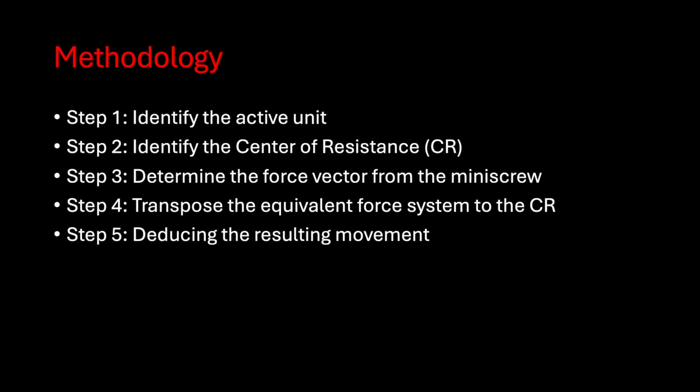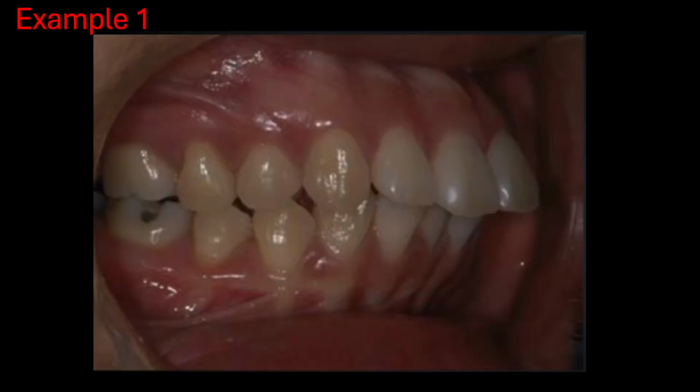The first, identify the active unit. Second step, identify the center of resistance. Step 3, determine the force vector from the miniscrew. And step number 4, transpose the equivalent force system to the CR. And step number 5, deducing the resulting movement. So let's apply the 5 steps with these examples.